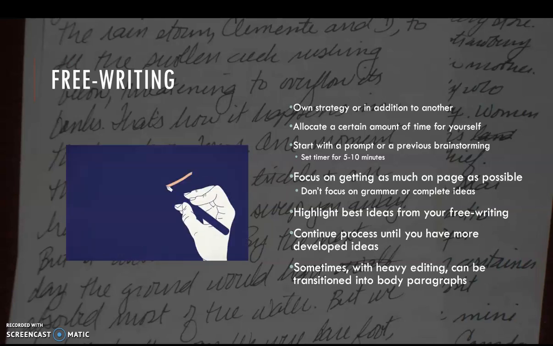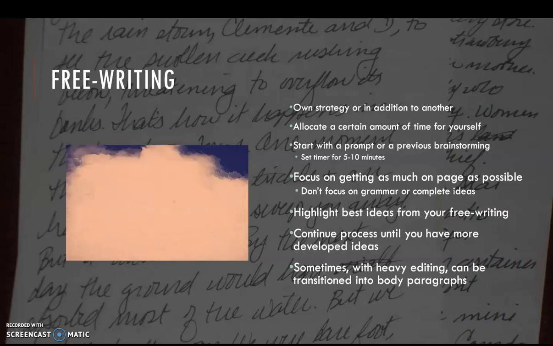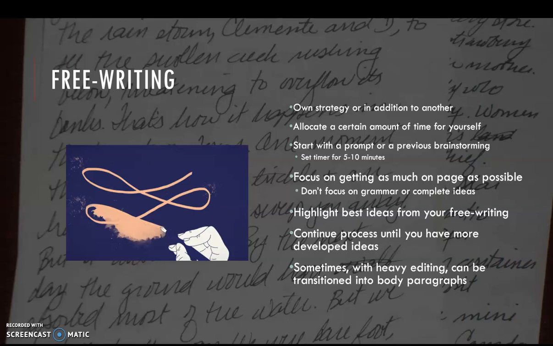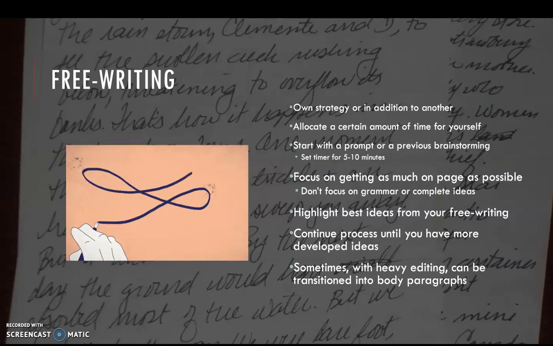Continue this process until you have narrowed your topic and you have multiple developed ideas that you can even incorporate into your paper. You can even heavily edit these paragraphs, and sometimes they can be transitioned into body paragraphs of your essay.